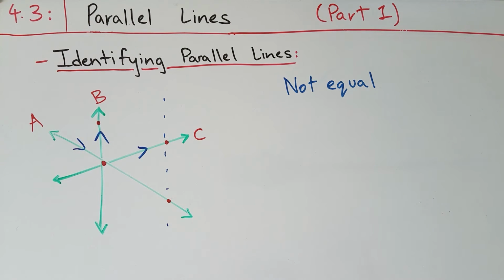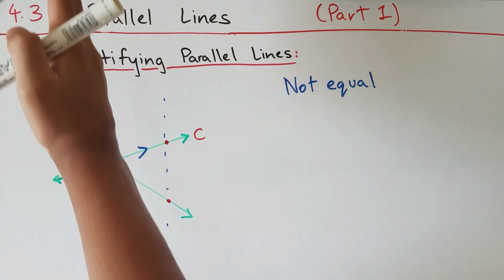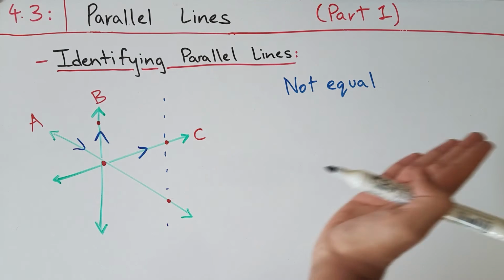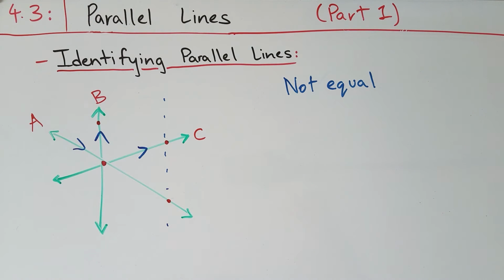Now finally, to compare line B and C, we can see that line B is heading upwards, while line C is heading over here with a slightly positive slope. So we can again infer that line B is also not parallel to line C. So in the end, we can finally say that none of these lines are parallel to each other.